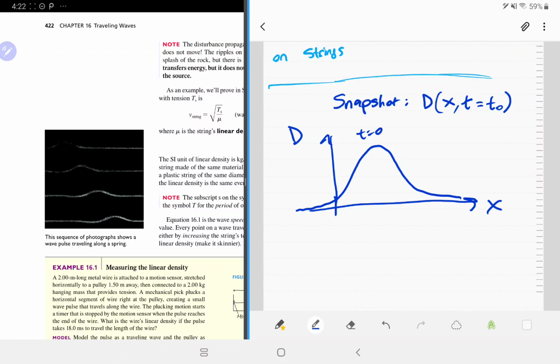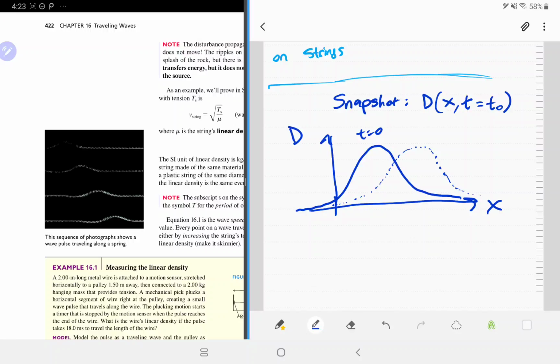So this is saying where the height is. So capital D is the height, or the y value, of the rope as a function of where we are along the x-axis. So if this wave is traveling to the right, it'll look something like this some amount of time later.